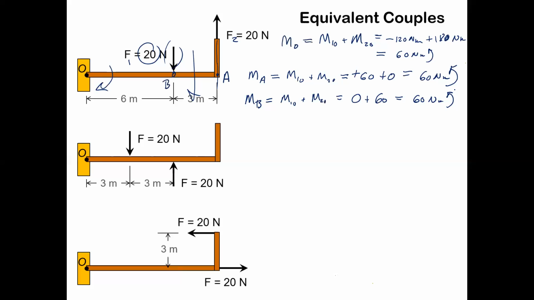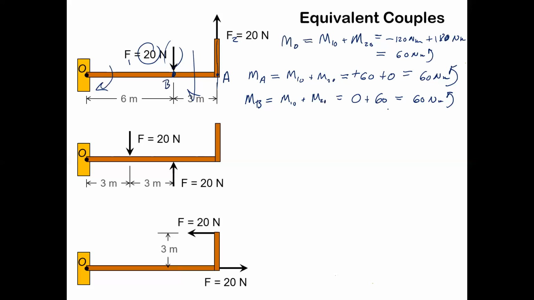Yeah, so Dylan's thinking ahead. You could actually make it easier on yourself when you're looking at a couple, is you could just find the moment about a point that's on one of those forces, because that one would go to 0. Then you just have to do one calculation, right? It's easier to do the moment calculation at B and A because there's only one term in the sum, right? Because one of them just goes to 0. One of them doesn't have any moment at all. So that can make it easier when you're doing that.